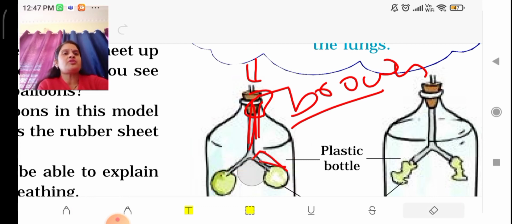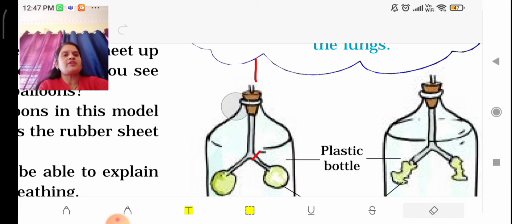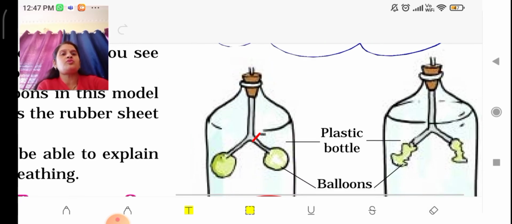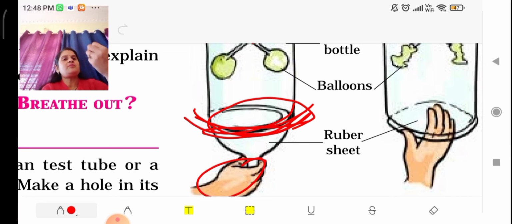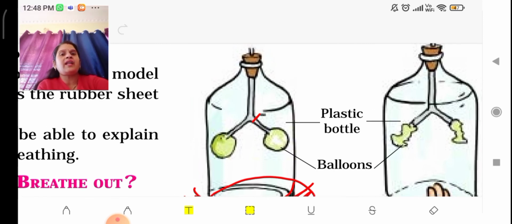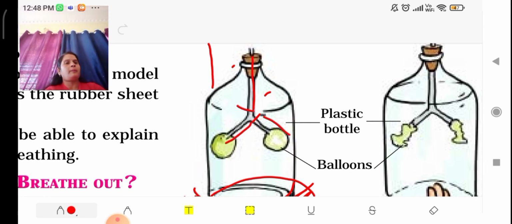Now to see the functioning of our lungs, we need to pull that. You can see in the picture, this person is pulling the thin layer of the rubber or the balloon. When it pulls, what happens? Low pressure is created and air is sucked in through this pipe, which will be filled into both balloons. When air is filled in the balloons, they are inflated, meaning full of air. The same thing happens when we breathe in.